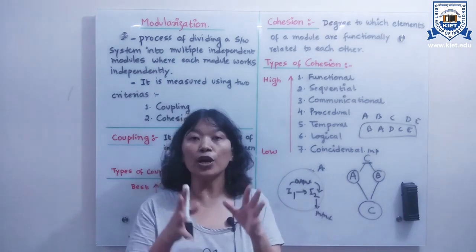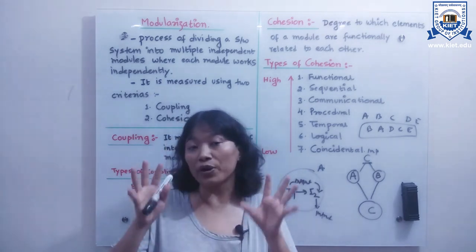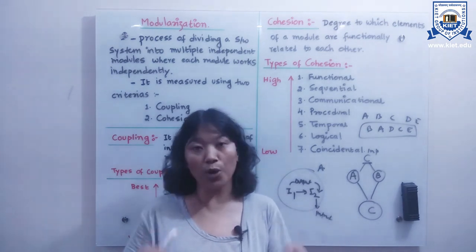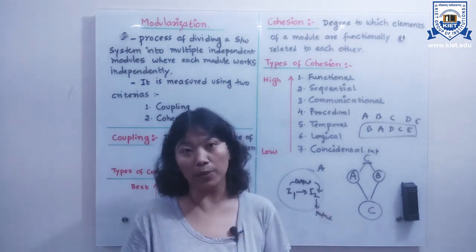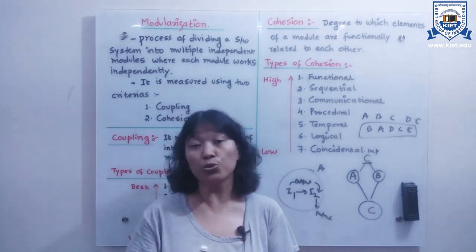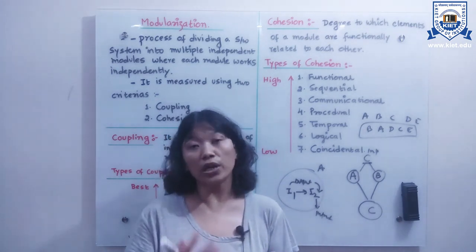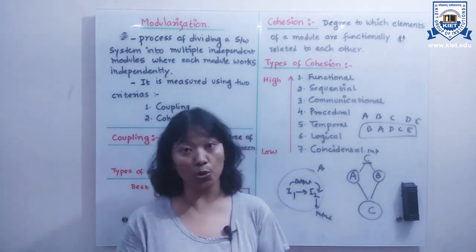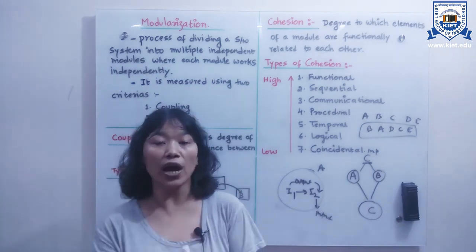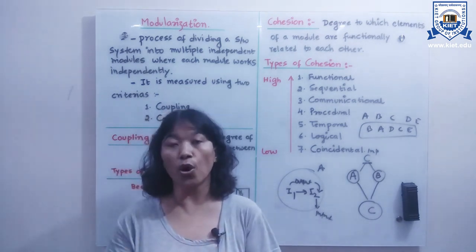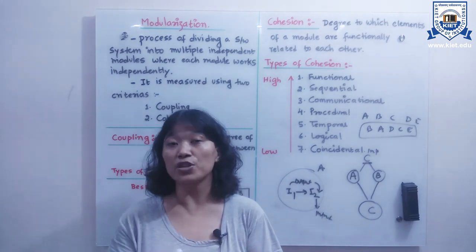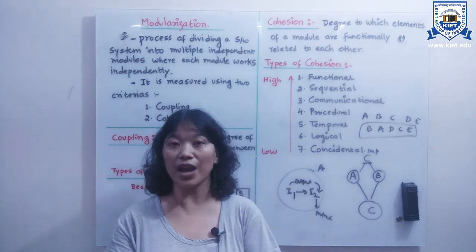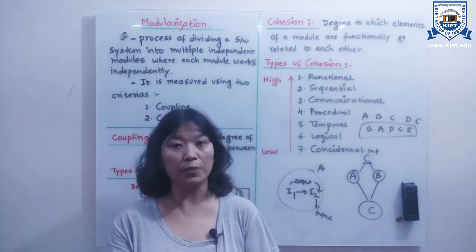So for a standard or preferable software design modularization, it is always recommended to have high cohesion and low coupling. By today's lecture, you have an idea why we call an ideal software design modularization one with low coupling and high cohesion. I'm expecting you understand today's lecture on modularization and its measuring criteria, coupling and cohesion, and the types of coupling and types of cohesion.